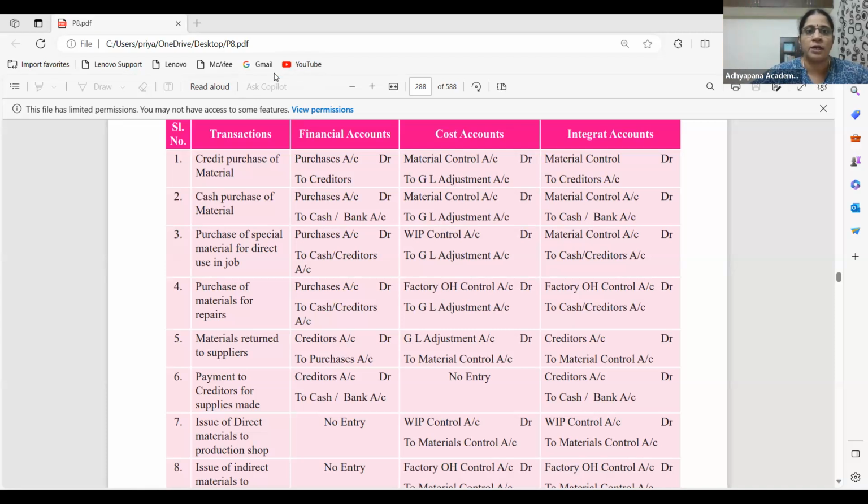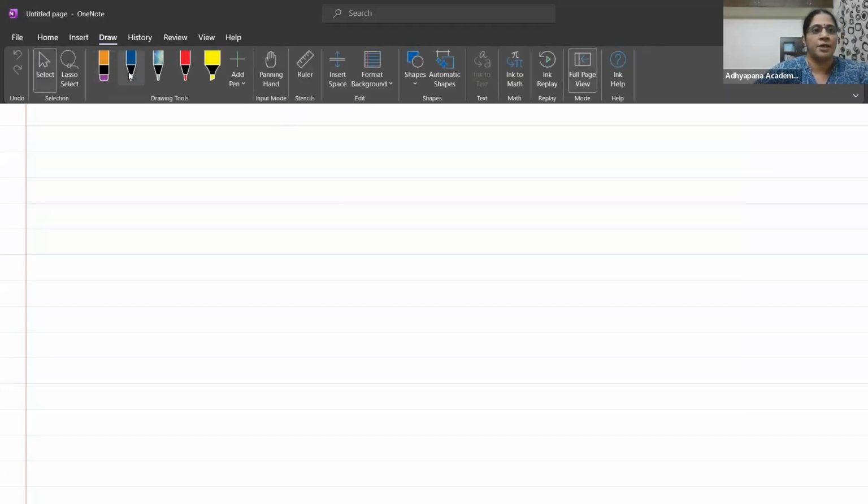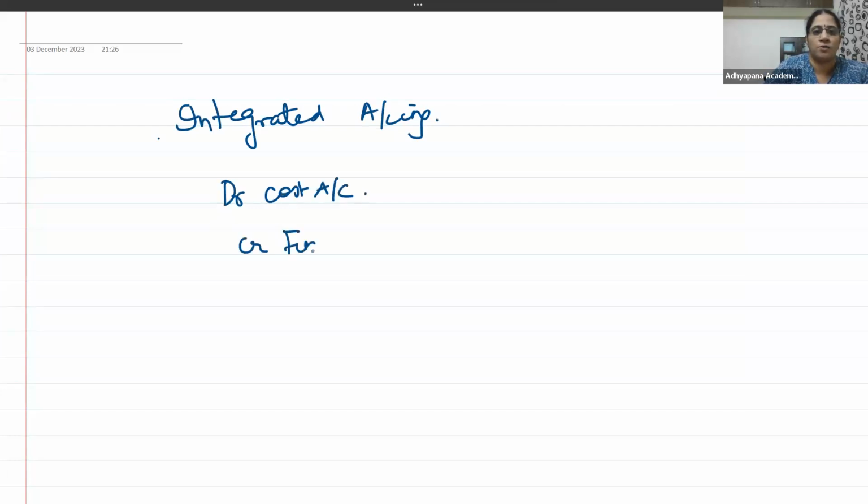Before proceeding to explaining the journal entries, let me explain the shortcut. So how do you remember those journal entries? Under integrated accounting, the journal entries are recorded as: take the debit from cost accounts and the credit from financial accounts. You will consider the debit from cost accounts and credit from financial accounts.